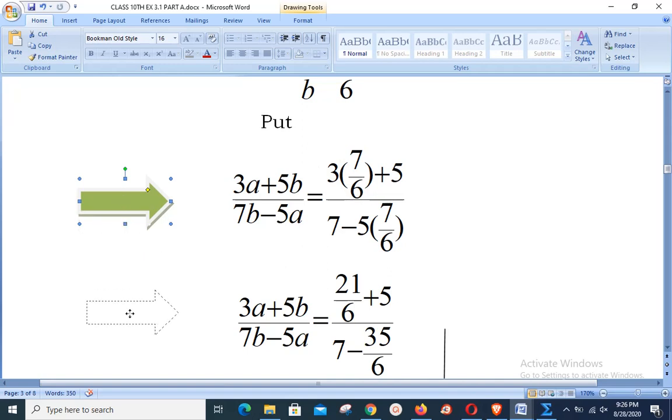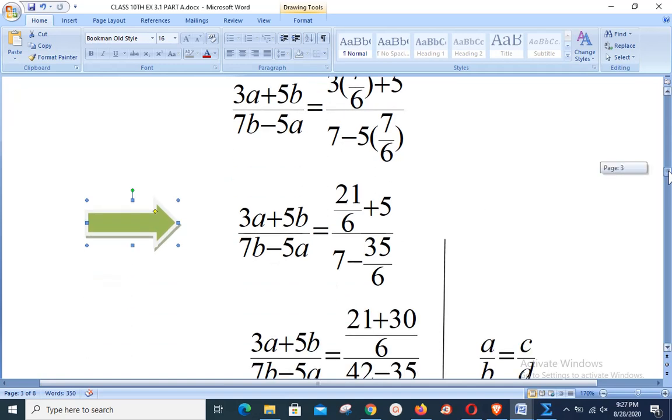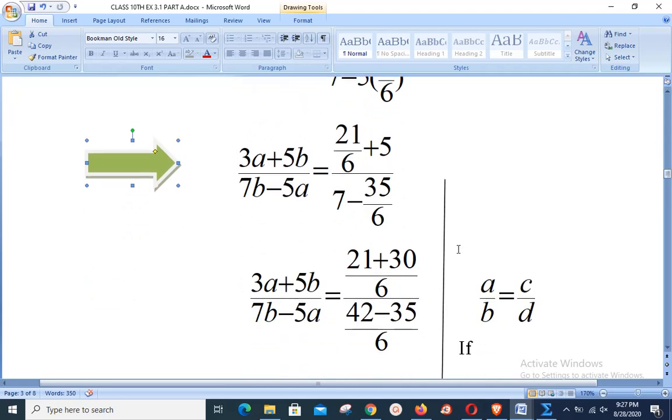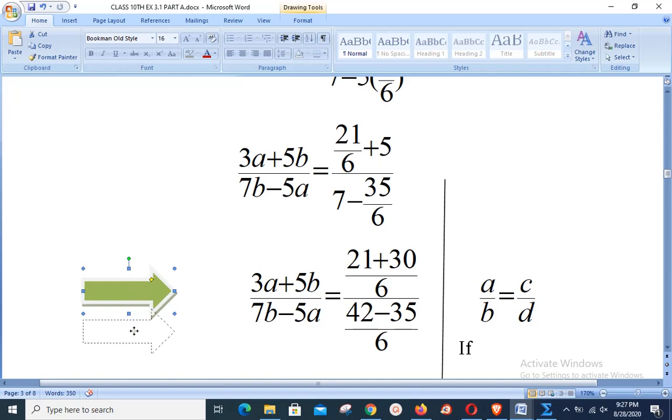How? See the next step. Multiplying both top values, 7 into 3 becomes 21 over 6 plus 5, which remains the same. Likewise in the denominator, 7 remains the same, whereas multiplying 7 and 5 we get 35 over 6. Now taking the LCM in both places, numerator as well as denominator, we have 21 plus 30 whole over 6, whole divided by 42 minus 35 whole over 6.